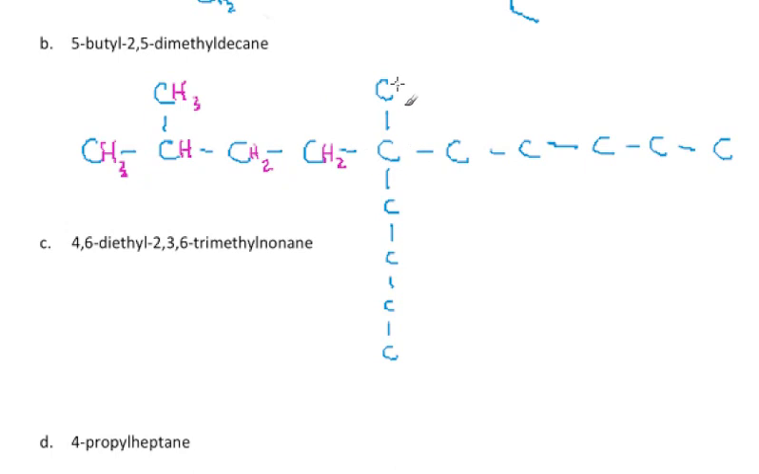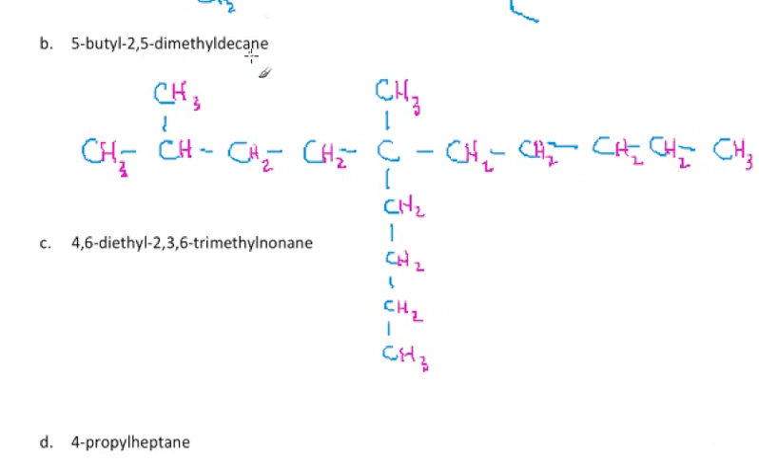CH2, 4 bonds there, no room. CH3. All along a chain like this, you get CH2s, and the terminal carbon is a CH3. CH2, CH2, CH2, CH2, and on the end, of course, CH3.